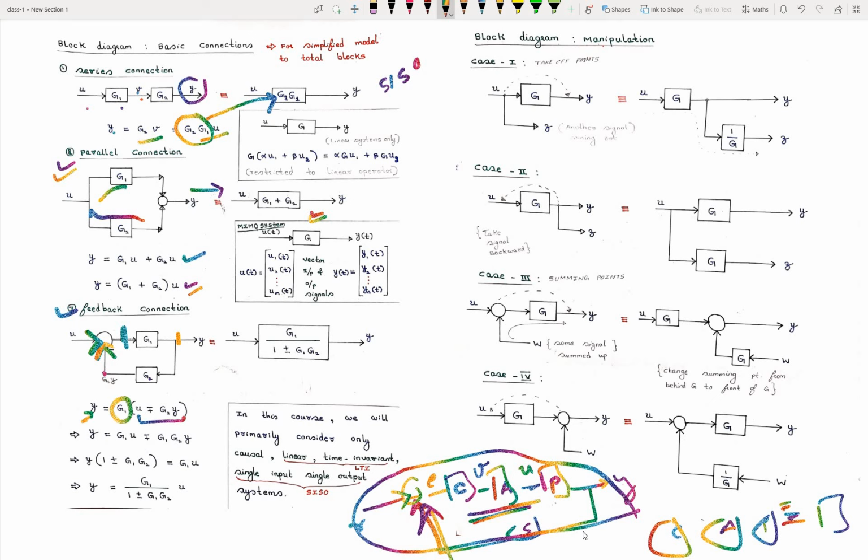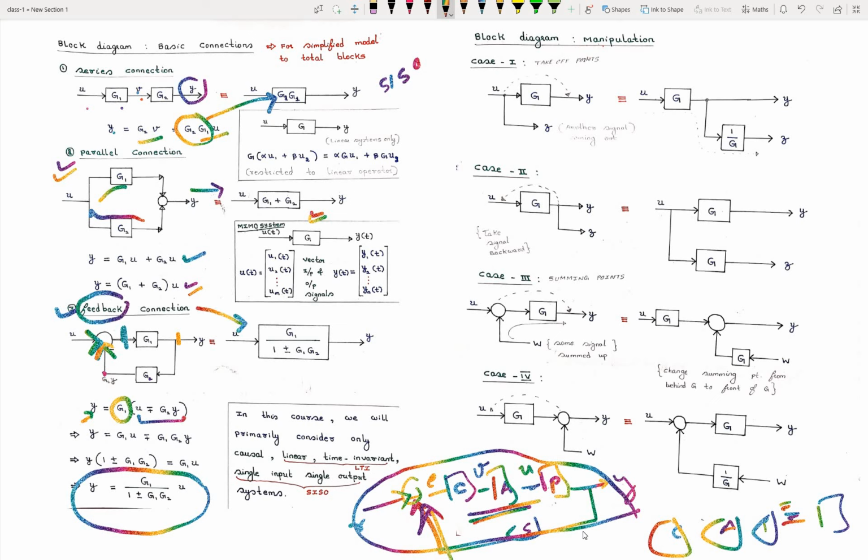So I clubbed the Y terms together. This is basic algebra. You can do it. Okay, I expanded this bracket and I took this Y to this side, and finally I wrote Y equal to this expression. So finally this feedback connection I represented with a single block.